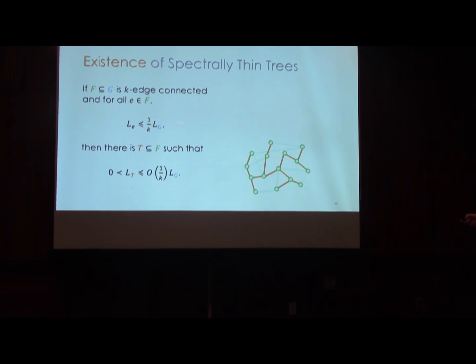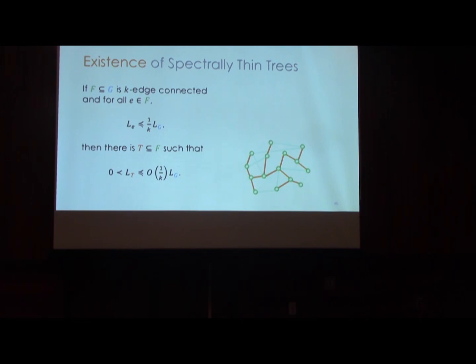So here is what our result translates. This is a consequence of our result for the scenario of spectrally thin trees. What our result implies is that if you have a graph and a subset of the edges, F, such that for every edge in F you have this condition, which is equivalent to the condition that the effective resistance of e is small, bounded by 1/k.